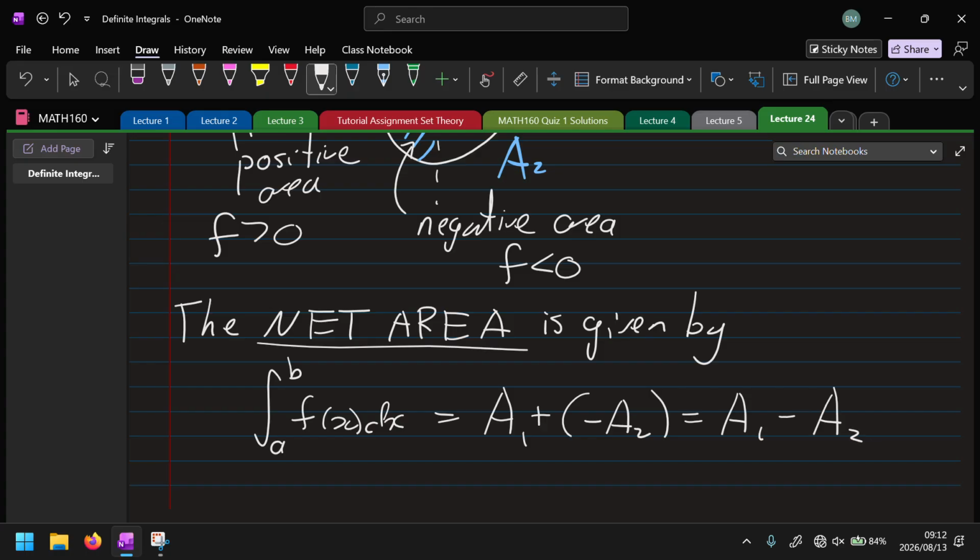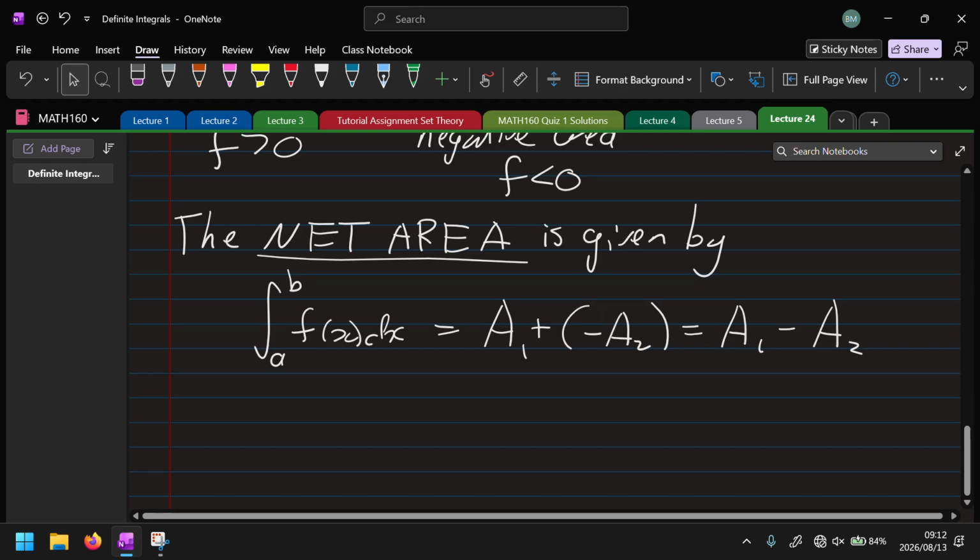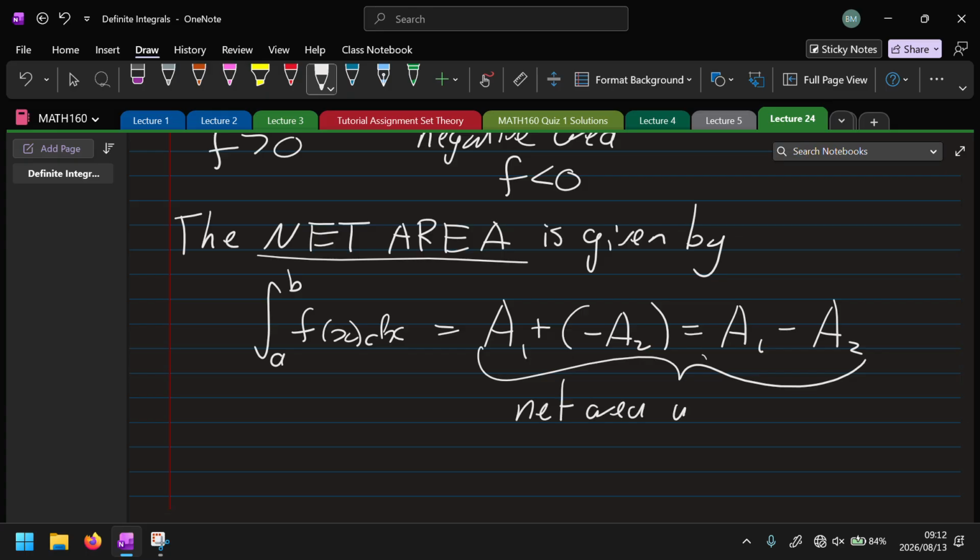So there's nothing different that we do. If you want the area across a whole interval where some of the function is negative, we don't do anything different. We just add up the areas as normal. Again, this one just comes with the minus sign, but that's fine. We can deal with it. So again, this over here, this is the net area under the curve.